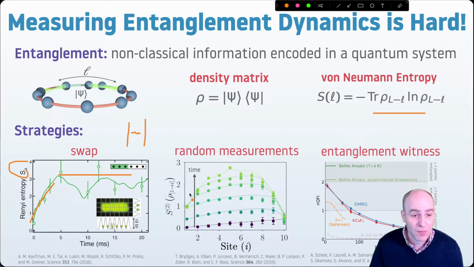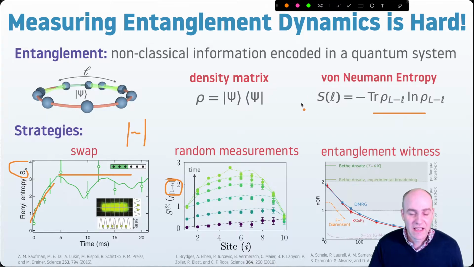Another approach, which is quite promising, is the use of random measurements, so-called random unitaries, which allows us to understand the entanglement between sites. Here, this is a region that goes from 1 to site i. Each of these curves corresponds to a different time. This is a pretty amazing paper from a number of years ago, and I'd encourage you to look at it.